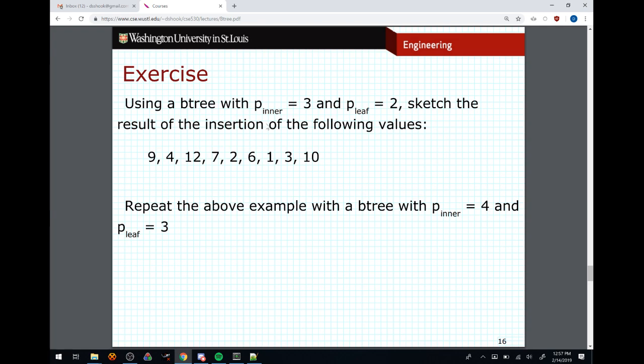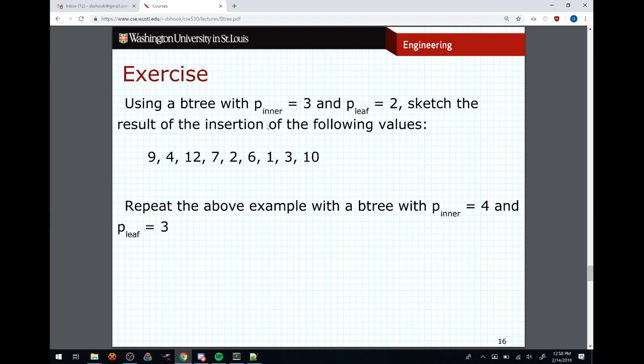Are there any questions about that process? This is what it would look like after we did the 2. This is what the tree looks like. How are we doing on time? Oh, we're okay. So if I want to do the 6, that's an easy one, right? 6 is going to go here.